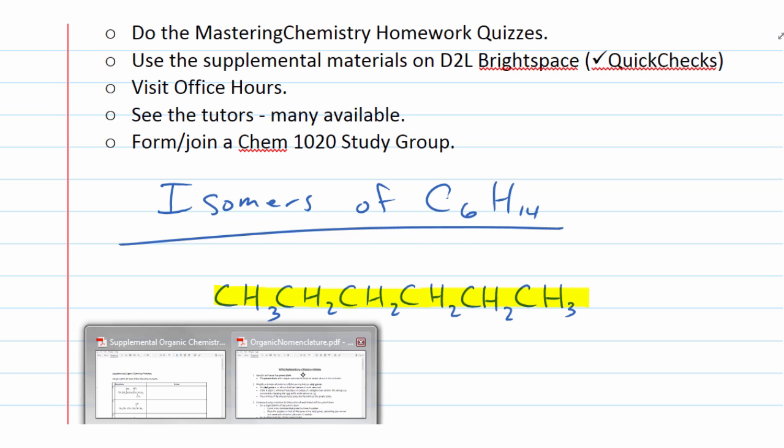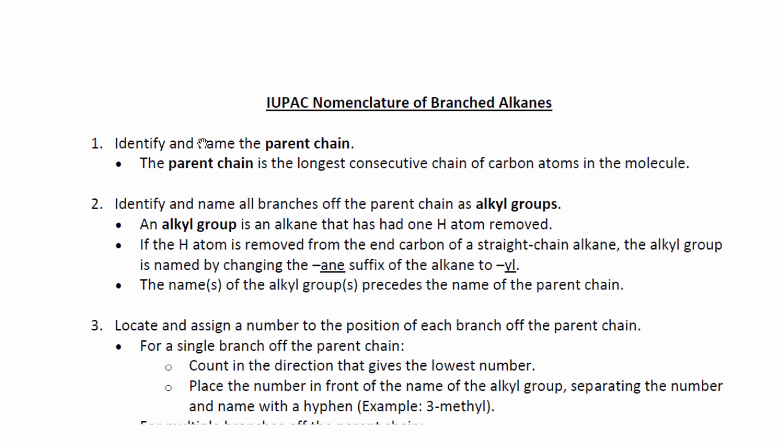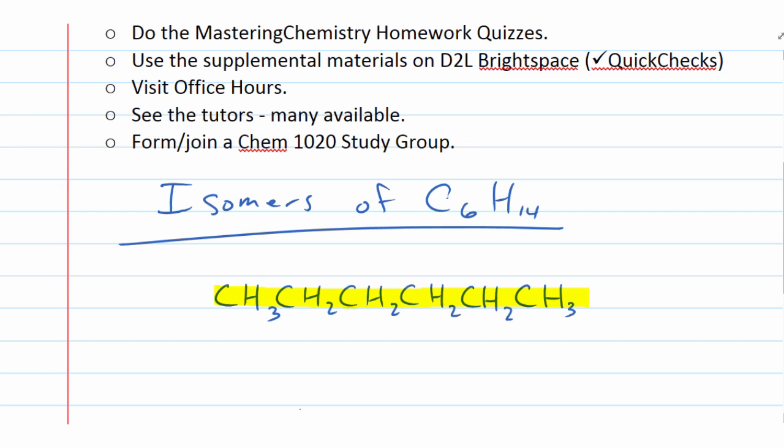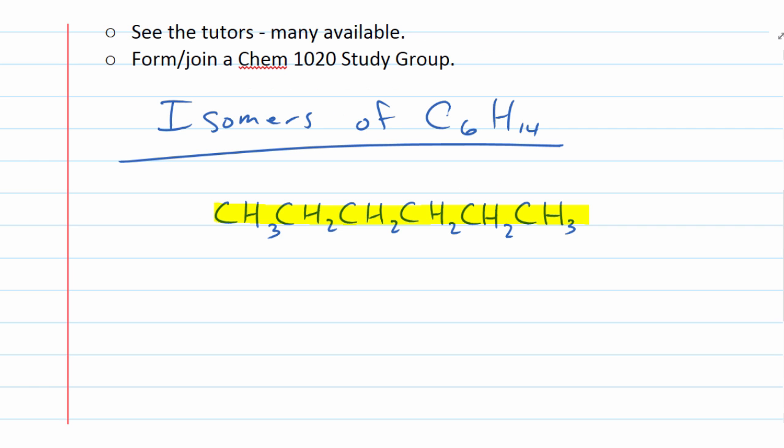Then what our rules tell us is that we name this parent chain. A parent chain, an alkane that has 6 carbons, is called hexane. Good. So we'll write out the name for this one, and we'll call this one hexane. Again, this one here is hexane.